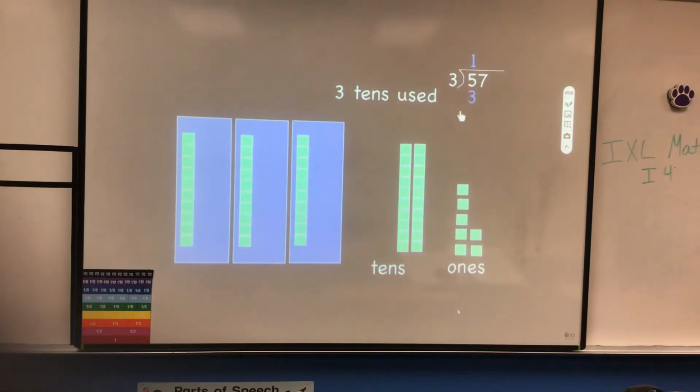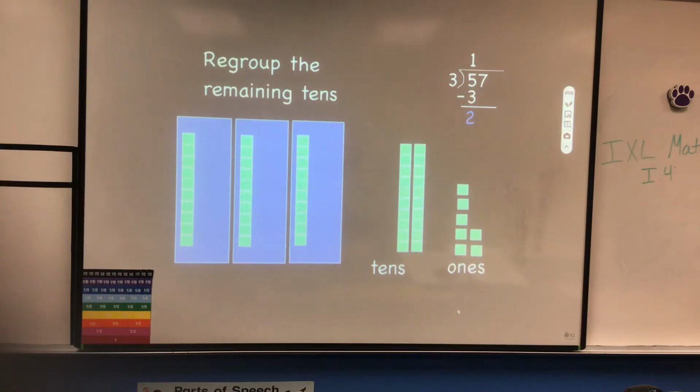So in the algorithm, we would write a 3 underneath the 5 to show that we put 3 tens into our groups. And that means we used 3 tens out of the 5. How many tens are in each group? 1. That's the part of the quotient up here, our answer. So far, dividing 57 by 3, we come up with 1 ten in each of the 3 groups. And that means we have 2 tens left over, right? So in the standard algorithm, we do 5 minus the 3 that we divided. That leaves us with 2 more tens that have to be dealt with somehow. But we can't divide them by 3. So what are we going to do with them?